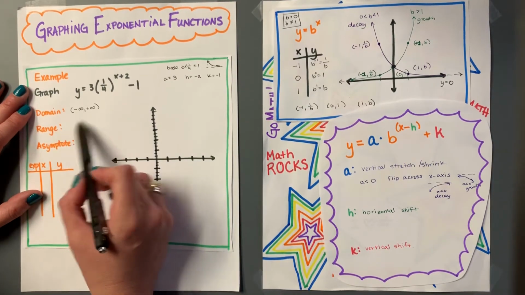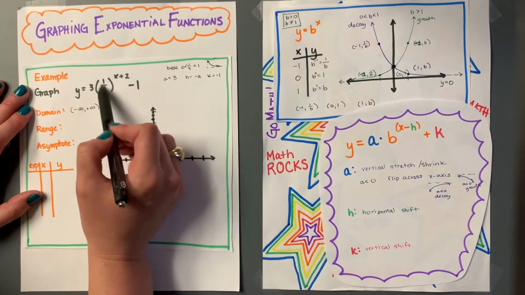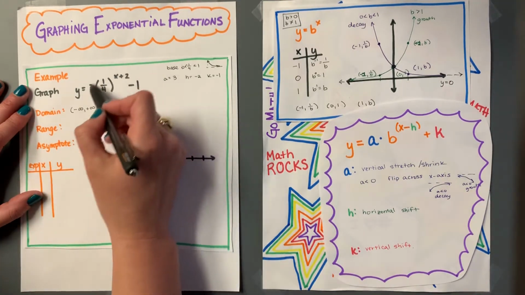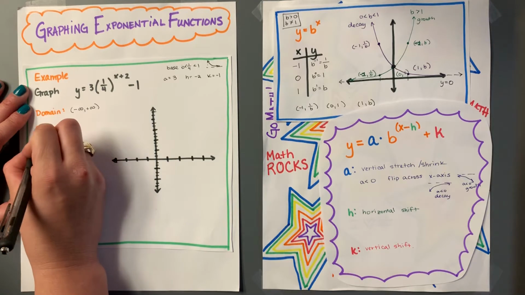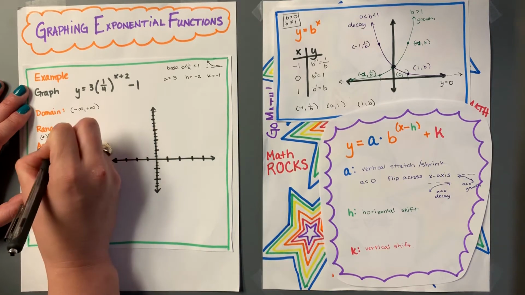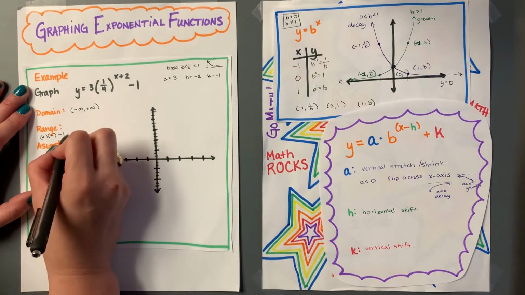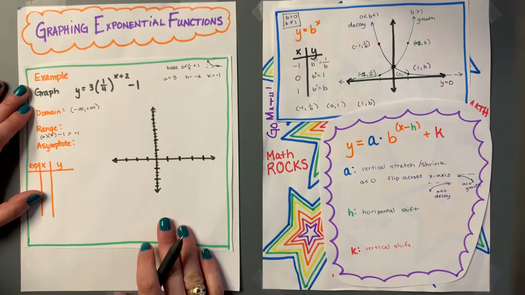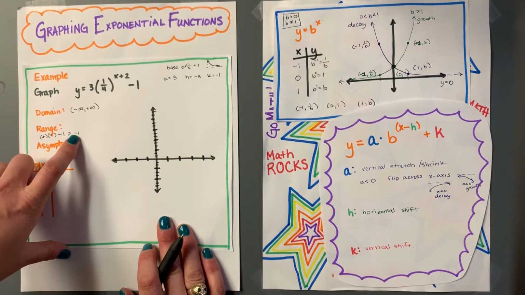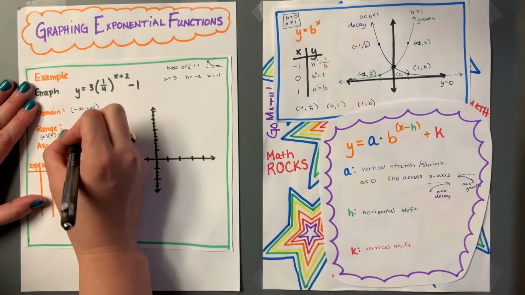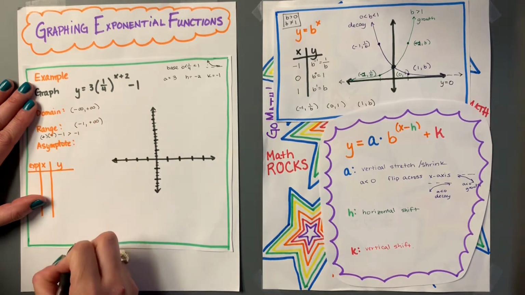If I look at my range of this, 1/4 is a positive number. Raising 1/4 to a number means this is always going to be positive. So 3 is a positive number multiplied by a positive number, minus 1. This is always going to be greater than -1. A positive number times a positive number minus 1 is always bigger than -1. So that means that my range is going to be not inclusive, -1 to +infinity.